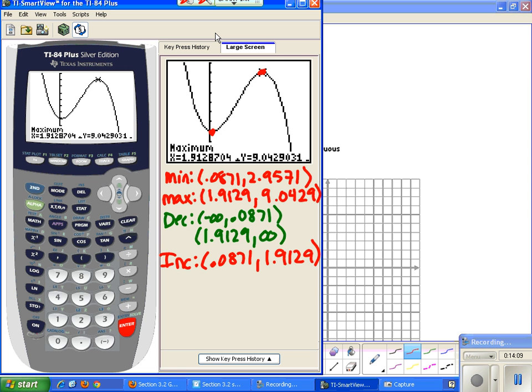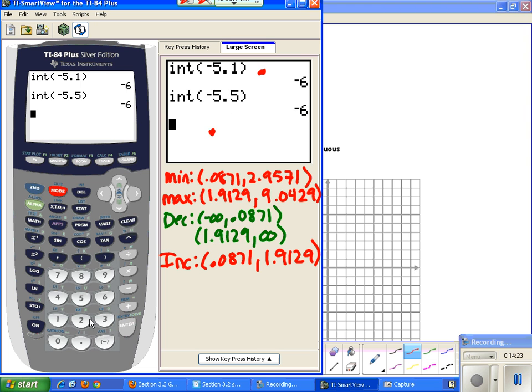Remember, to find the intervals where you're concave up and concave down, you're going to want to take your x values from your maximum and your minimum, add them together, and divide by 2. So we're going to take our rounded answers here. So I'm going to go back to my home screen, and I have 0.71 plus 1.9129, enter, divide by 2, enter, and notice that we get 1 for the x value of our point of inflection.